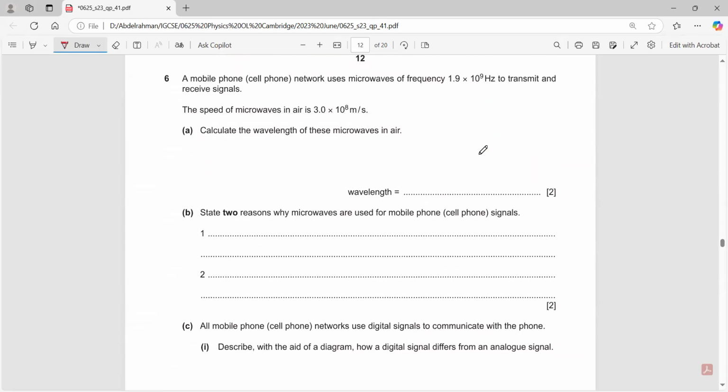Can I find the wavelength of microwaves? Yes. You have the speed and the frequency, so wavelength equals speed over frequency: 3 times 10 to the power of 8 over 1.9 times 10 to the power of 9, which is around 0.16 meters.